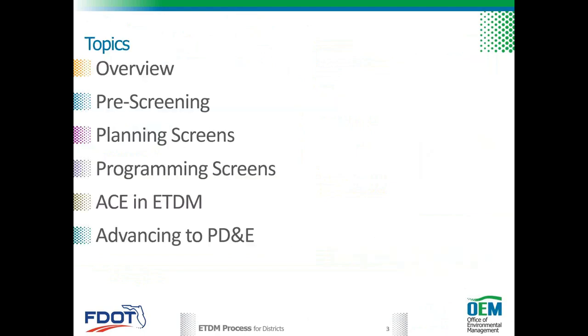Here are the topics we'll be going over today. We'll start with an overview and then go into more detail about key steps in the ETDM process: pre-screening, planning, and programming screens, the alternative corridor evaluation or ACE process, and advancing projects from the ETDM process to the project development and environment or PD&E phase.